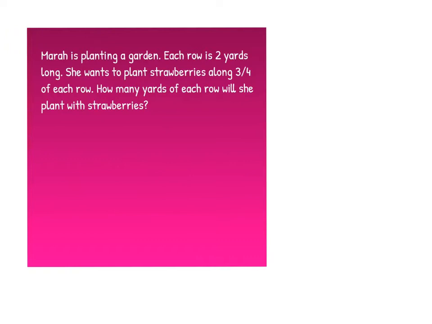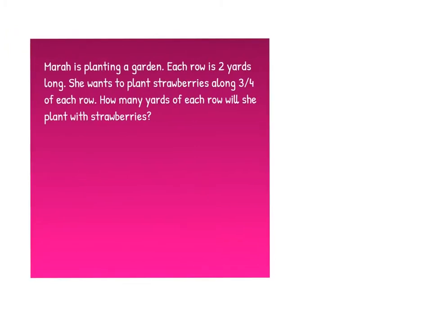We might have a problem that looks like this. Mara is planting a garden. Each row is 2 yards long. She wants to plant strawberries along 3/4 of each row. How many yards of each row will she plant with strawberries? So this is asking us to find 3/4 times 2, because we have 3/4 of 2 rows that are planted.